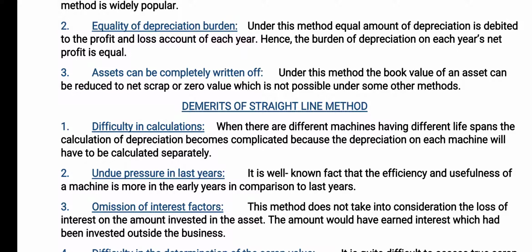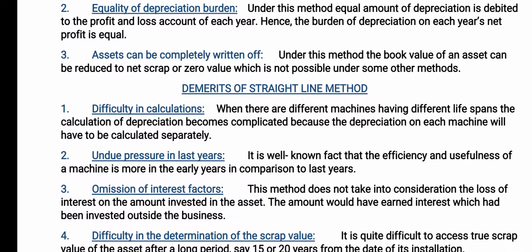Second, undue pressure in last years. It is a well known fact that the efficiency and usefulness of a machine is more in the early years in comparison to the last years. So it is very common that when the machinery is new, it is going to produce in a large quantity and repair and maintenance on that machinery is low. So it is not right that at that point of time the depreciation is the same, and at the end of the span of years of that machinery the depreciation is also the same.